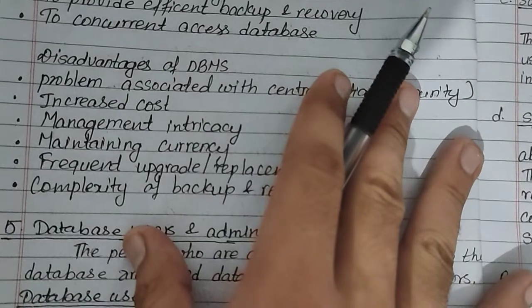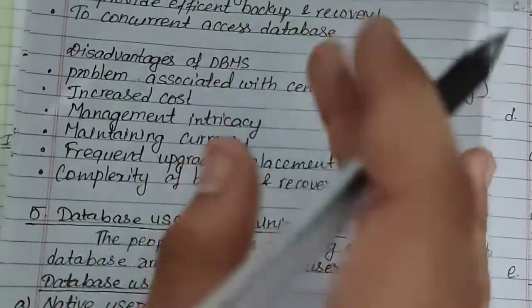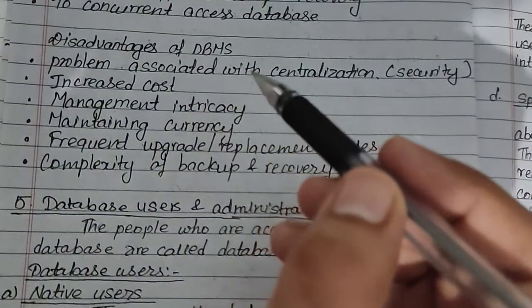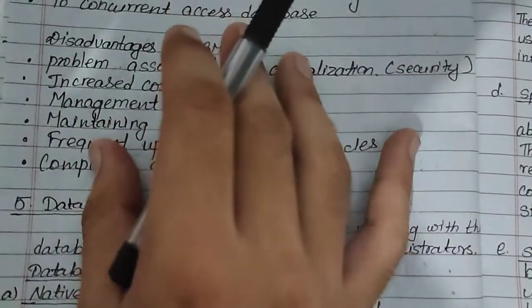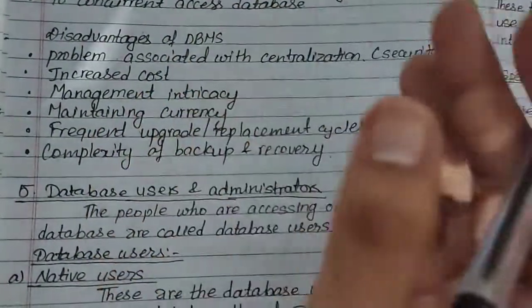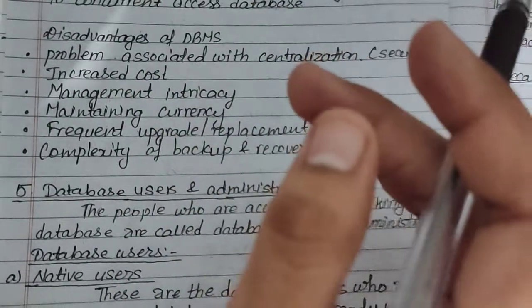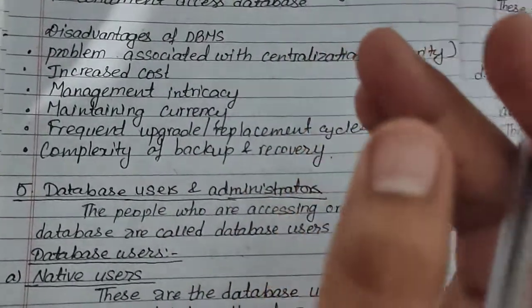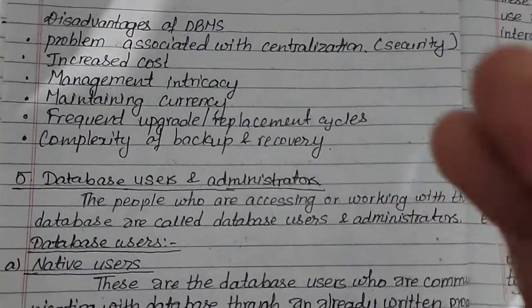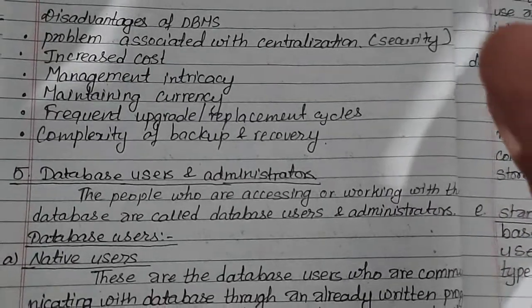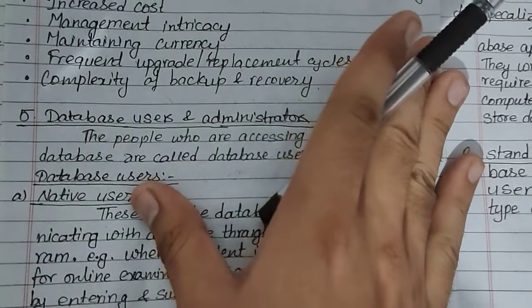But we have some disadvantages of the database management system. The disadvantages of the database management system are problems associated with centralization, that is the problem of security. DBMS is highly costly as compared to the FMS, and DBMS requires high cost and high hardware requirements. Frequent upgrade or replacement cycles are needed. There may be complexity in backing up the data and data recovery.